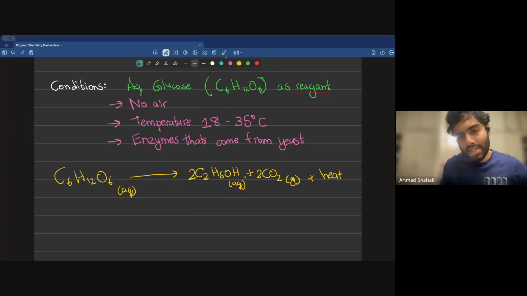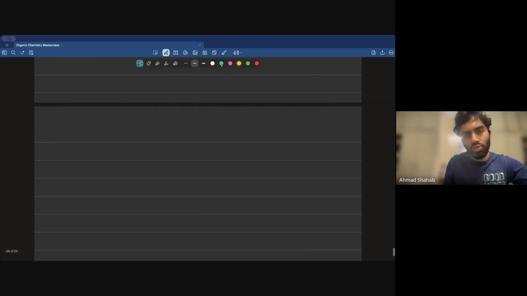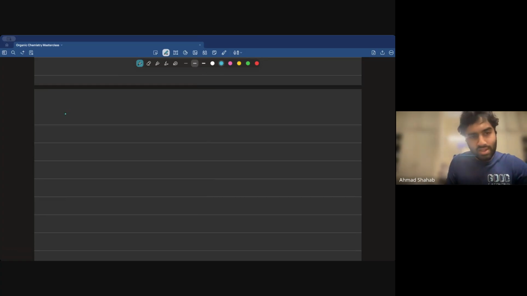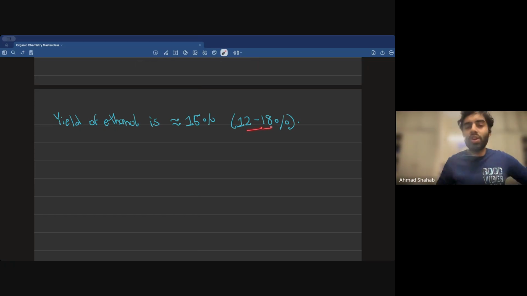Now what happens is this aqueous ethanol, let me write it on a new page for you. The yield of ethanol is more or less 15%. It can be something like 12, or it can be something like 18. I like to call it more or less 15%. This is the yield of ethanol. This is not 100%. And why is it not 100%? Let me explain the reason to you guys.